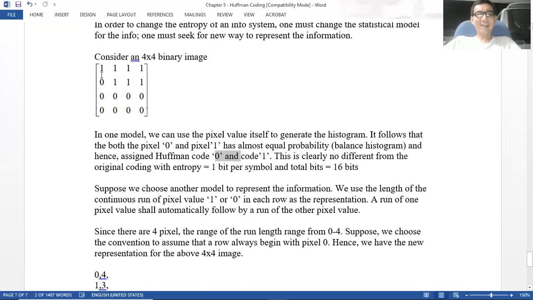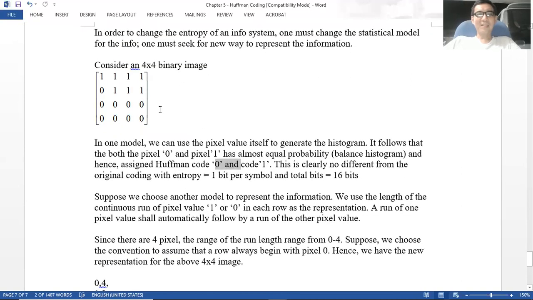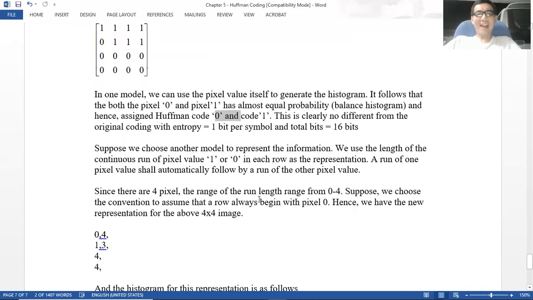At least out of the 4 rows here, 3 rows have very long runs, except for the second row where after 0, you have 1. But even then, this run is also considered long, a continuous long run. So we take advantage of this. Instead of coding using the gray level, 0 and 1, we code the run length. This is a different statistical model: not the gray level, but the run length.